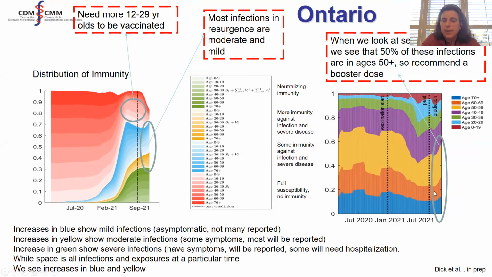Okay, but on the right-hand side, if we look at our severe infections, we're able to see, because our model keeps track of who's getting infected, where the severe infections would be. And we certainly see that 50% of the severe infections would be in the age groups 50 plus. And so we recommended that booster doses be rolled out to age groups 50 plus, and certainly for people who are immunocompromised in those age groups. And we recommended that early on for the fall wave.